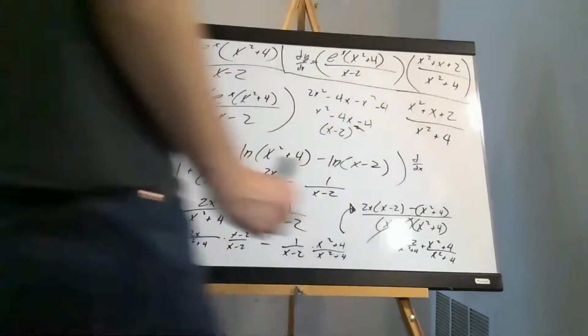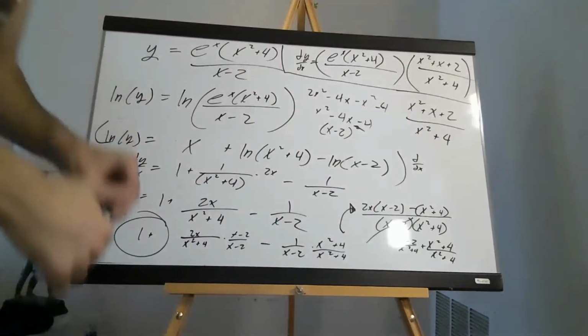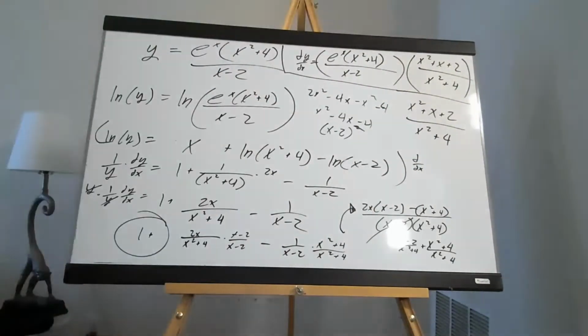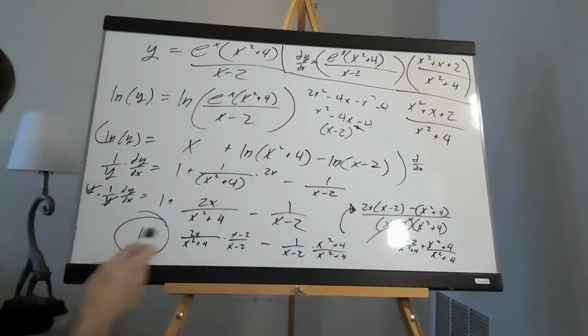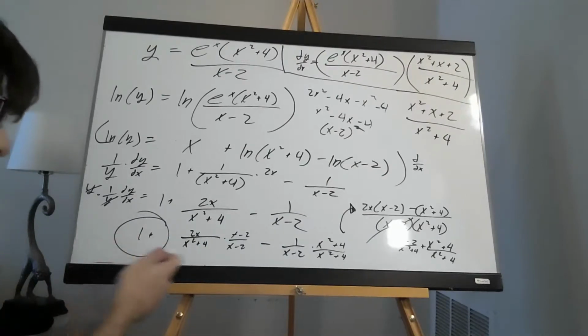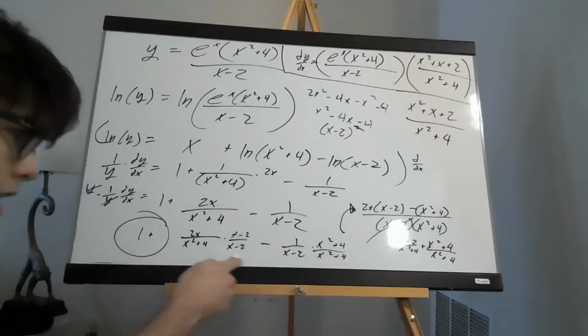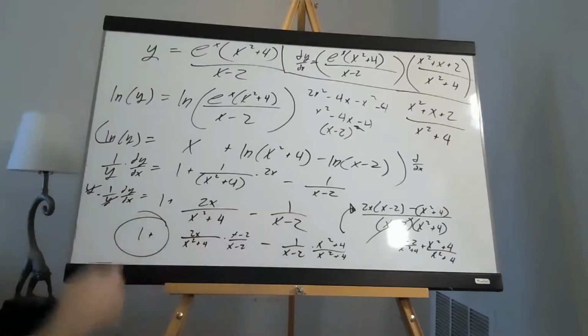Okay, that's the answer. Now let's go over and see what I did wrong. What I did wrong here was I added 1, but I got so caught up in this part that I forgot to do that. I actually forgot to add the 1, because you have to do it in a specific way.